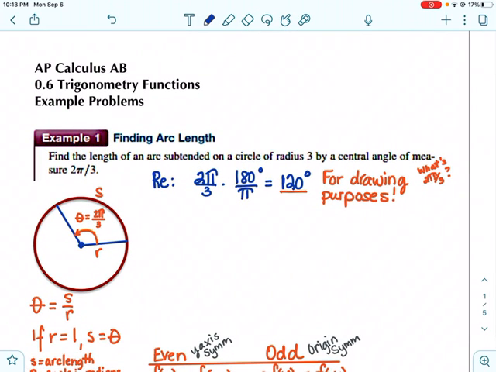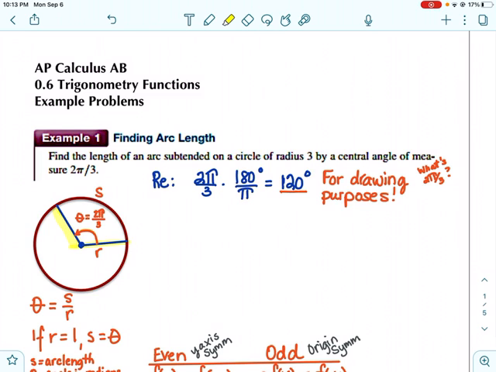Okay, a few more example problems from trigonometric functions. And so we're going to look at first finding the arc length. We want to find the length of an arc subtended on a circle. So that means the circle is cutting off the angle, and the angle that you see is here. So in yellow, there's a little highlighted there. So we want to know what the length of the arc is.